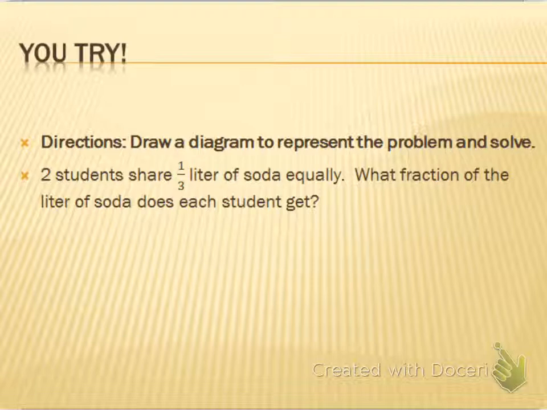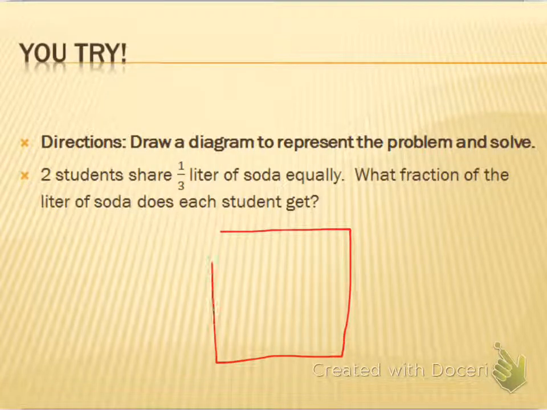So the problem is 2 students share 1/3 of a liter of soda equally. What fraction of the liter of soda does each student get? Okay, and this can be a little tricky to think about sometimes, but I'm going to go ahead and draw one large rectangle here. And this rectangle is going to represent a whole liter. This is going to be 1 liter of soda.